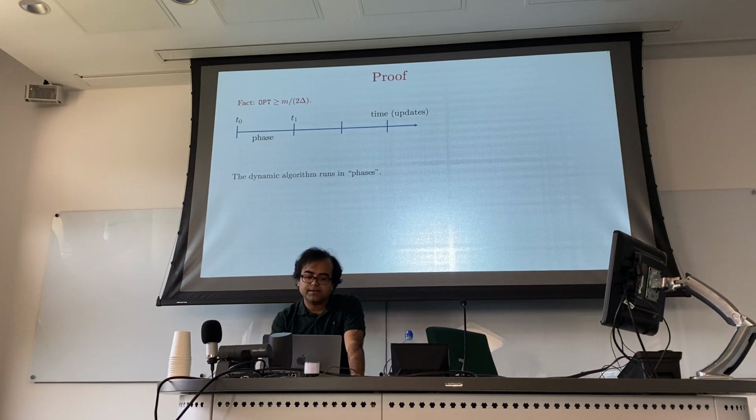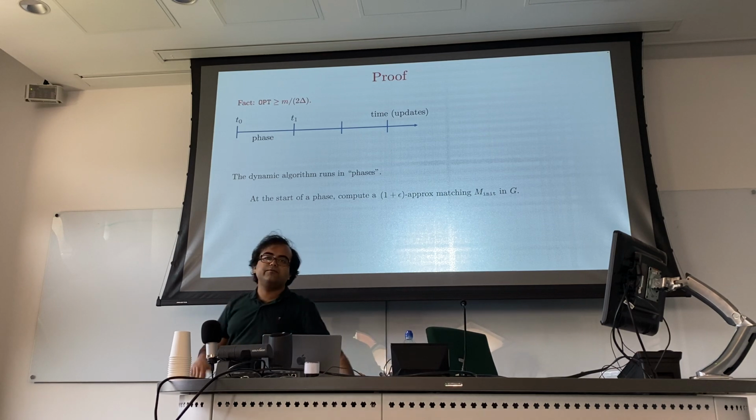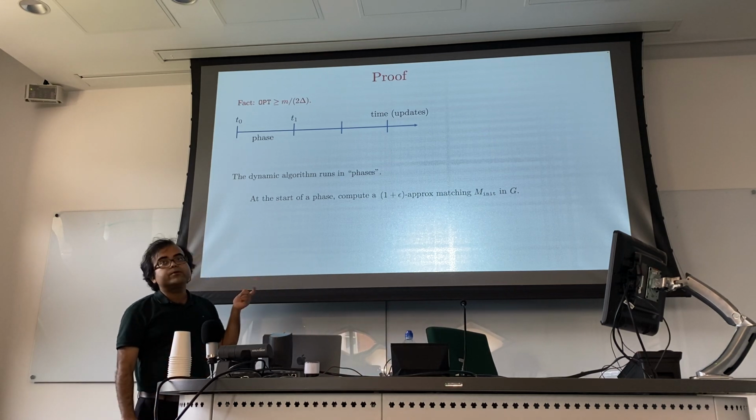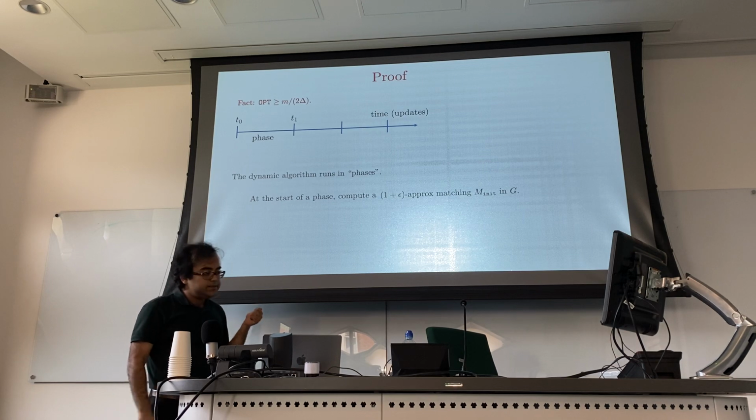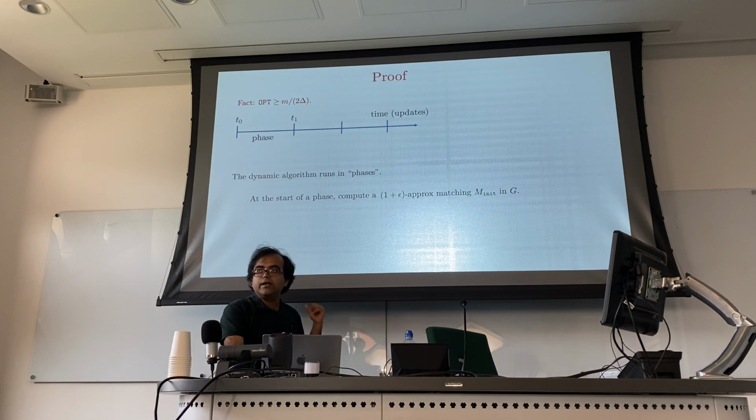How are these phases constructed? It works as follows. At the start of a phase, just compute a 1 plus epsilon approximate matching. Let's call it M init in the graph G. How much time will it take? Using a known static algorithm, this can be done in linear time.